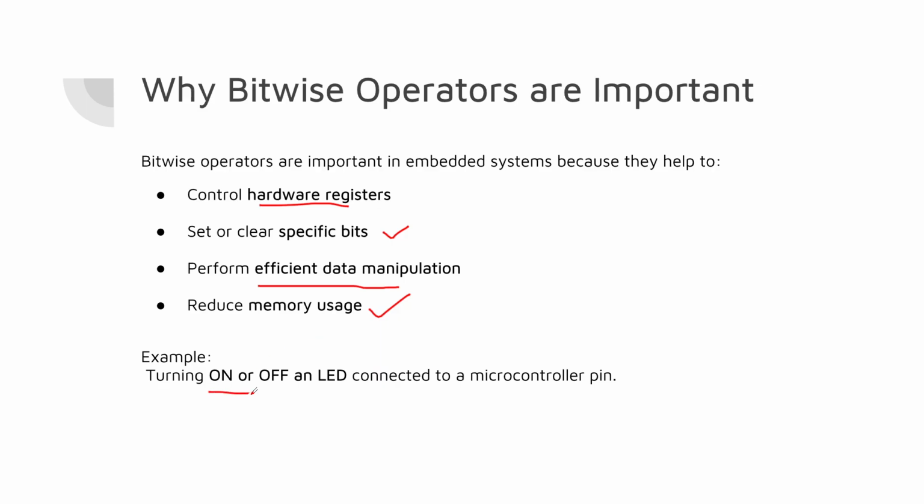Some examples: as I mentioned, in a microcontroller I want to control an LED, like I want to turn it on and turn it off. Particularly, if I toggle, if I change the particular bit of the data, I am able to control my LED.